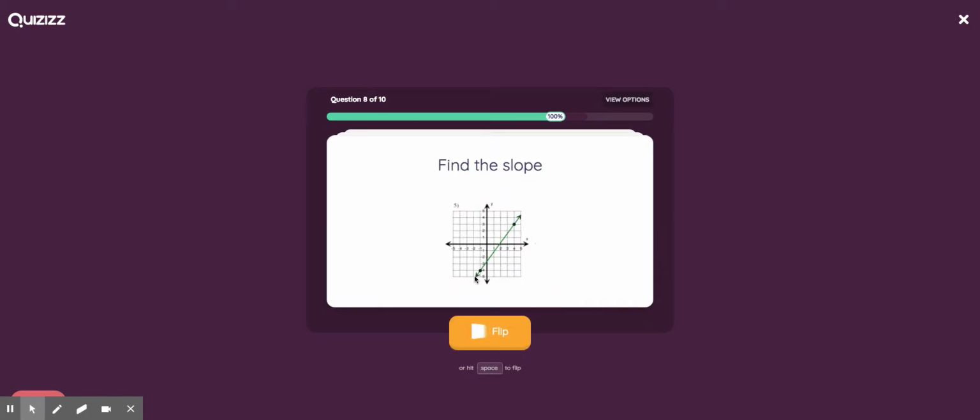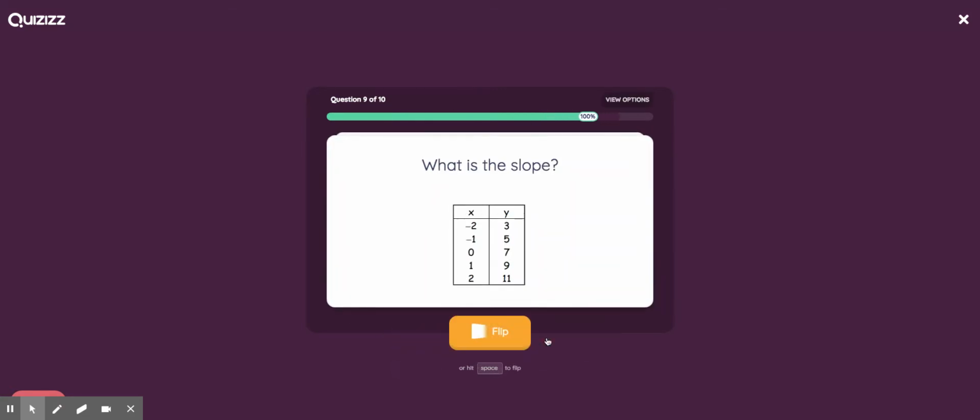Okay, so this is going to be a positive slope because it's going up, and so I'm going to do my rise over run. 1, 2, 3, 4, 5, 6, 7, and then 1, 2, 3, 4, 5. 7 over 5.